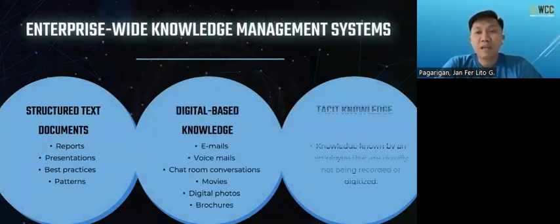There are three types of knowledge that management should have at least. First would be the knowledge that is found in structured text, or those found in reports and presentations. Second would be the knowledge that is found in digital platforms. And third would be the undocumented knowledge that is only known in the minds of the employees. All these types of knowledge are addressed by the enterprise-wide knowledge management systems.